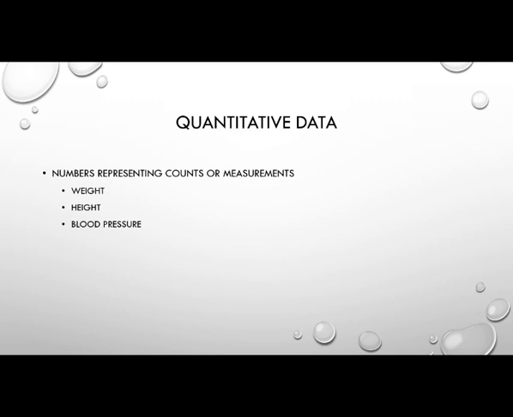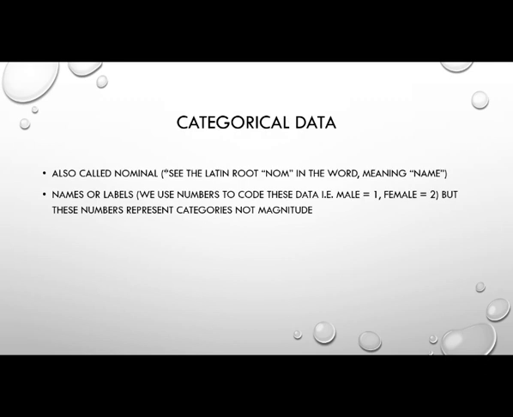Okay, so we have different kinds of numbers, right? When we're talking about quantitative, quantify, we are talking about numbers that represent counts or measurements. For example, weight, height, blood pressure. But we also have this thing called categorical data, which is also called nominal data. See the Latin root nom in the word nominal, which means name, or if you speak Spanish, nombre means name. So nominal is a naming variable.